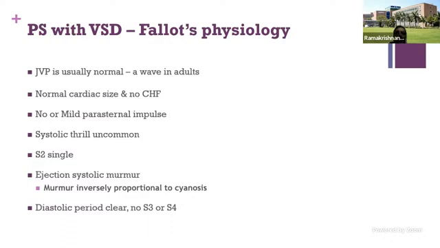And the murmur is inversely proportional to cyanosis, meaning that if a patient is very blue, you are likely to find a lesser grade of murmur. If the patient is pink, you are likely to get a thrill and a good murmur.